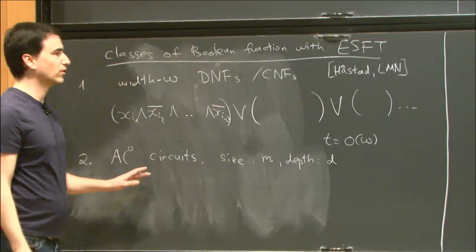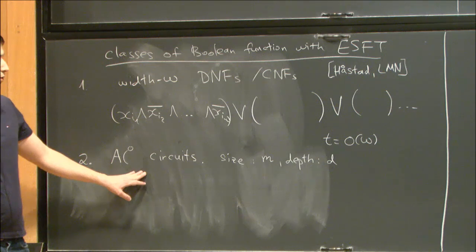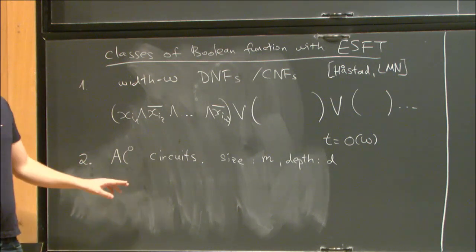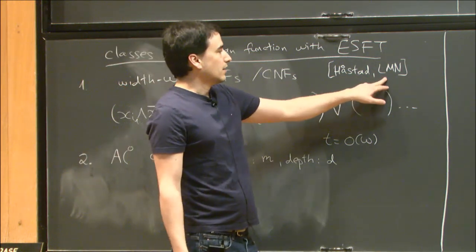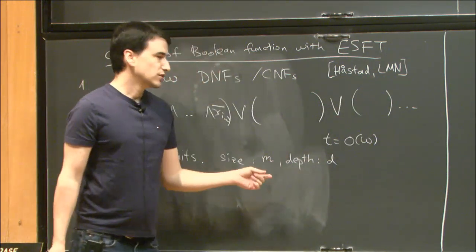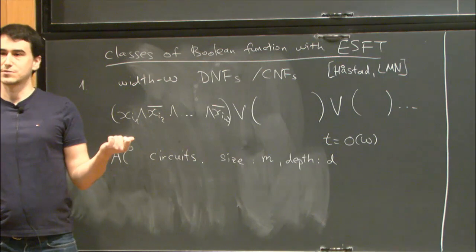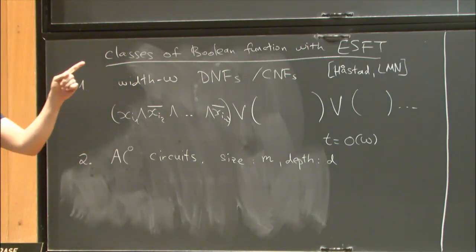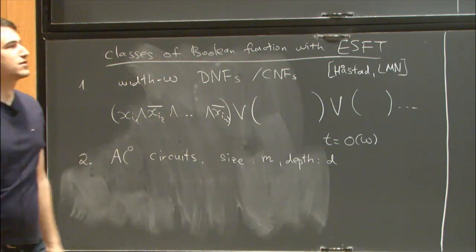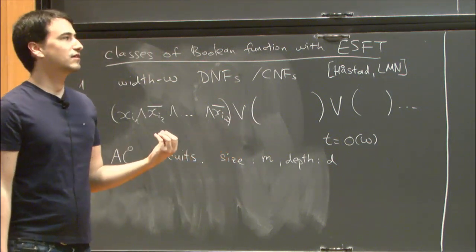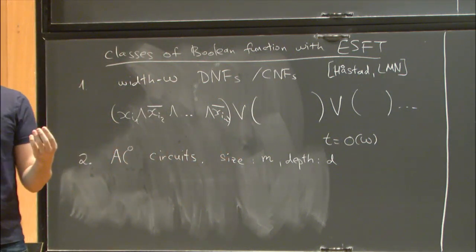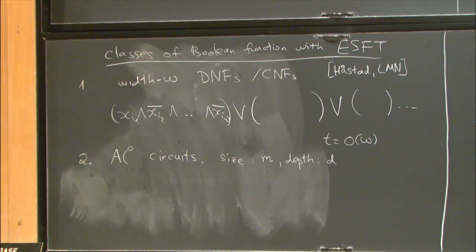For this kind of thing, we also know exponentially small Fourier tails. In the work of Linial, Mansour, and Nisan, they deduced tails which are not really exponentially small as I define it here. They got something which is exponentially small in k to the 1 over d. So, let's say, exponentially small in, say, square root of k or something like that.